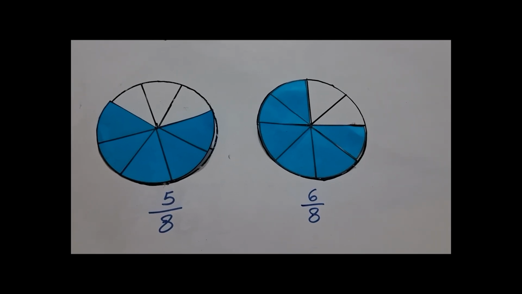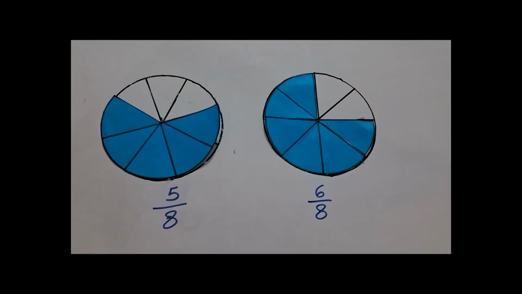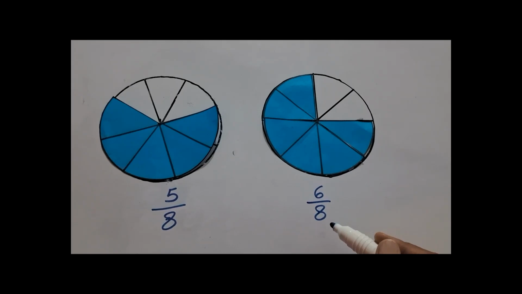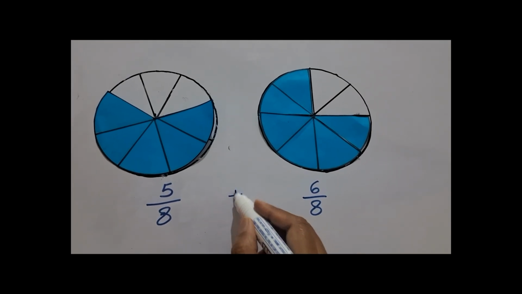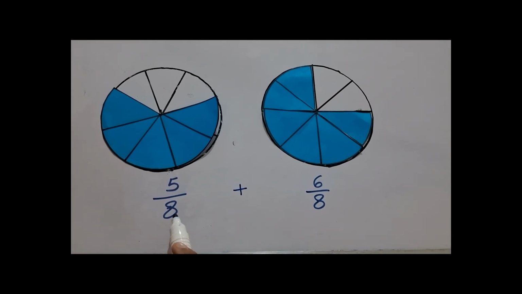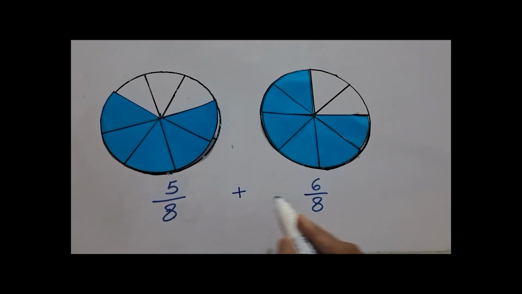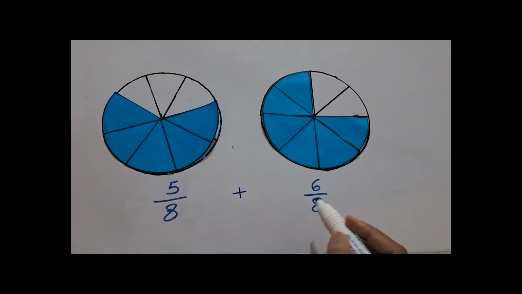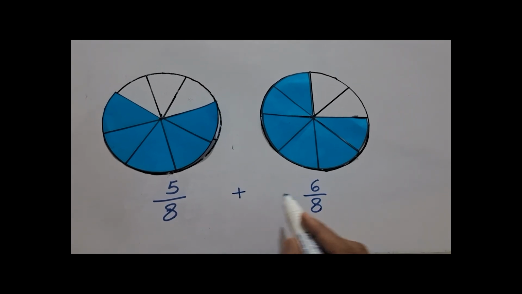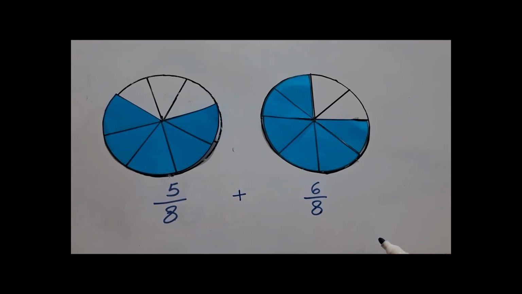Okay children. Now we need to add both of them. Here we can see that both the denominators are the same. Isn't it? That means they are like fractions. Now we'll see the addition of these like fractions.